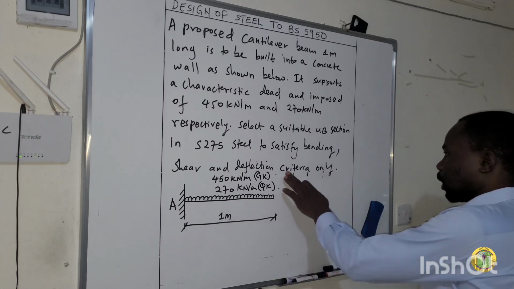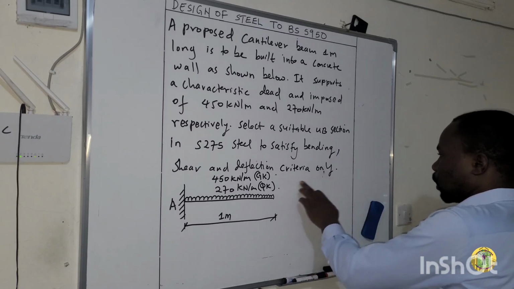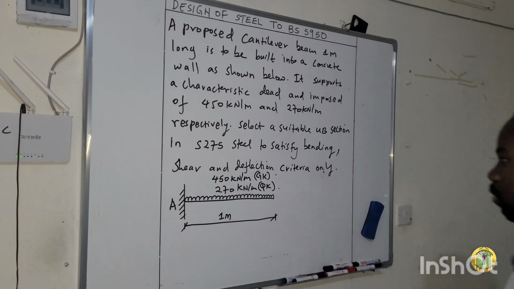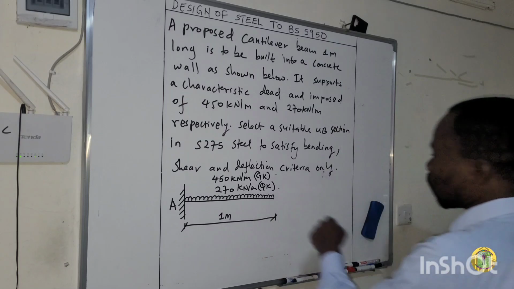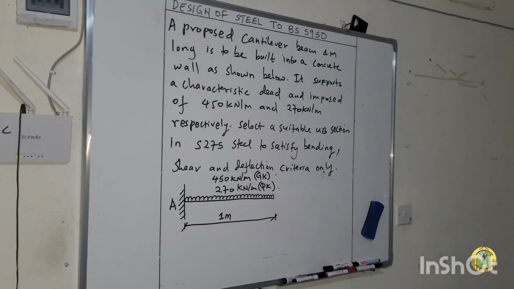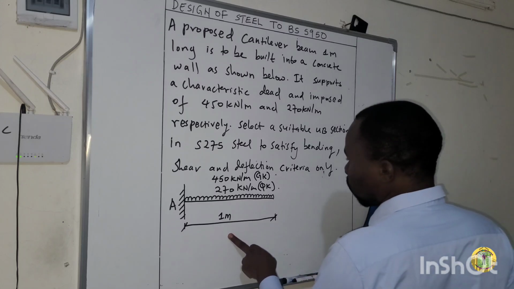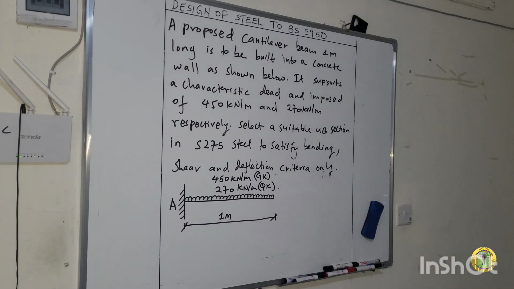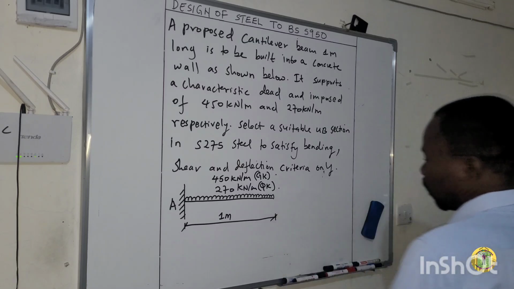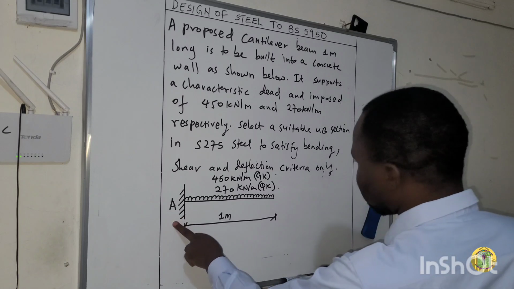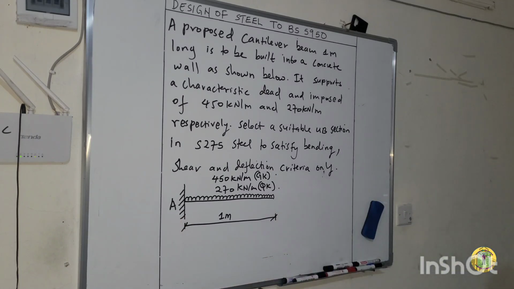So this is the cantilever beam. As you can see, it is carrying 450 kilonewton per meter. This is the GK, which is dead load, and 270 kilonewton per meter QK, and it is spanning 1 meter. A cantilever beam is a beam which is permanently fixed on one side and hanging on the other side, as you can see. So it is permanently fixed at A and it is hanging on this side. So let's see how you can tackle such a question.